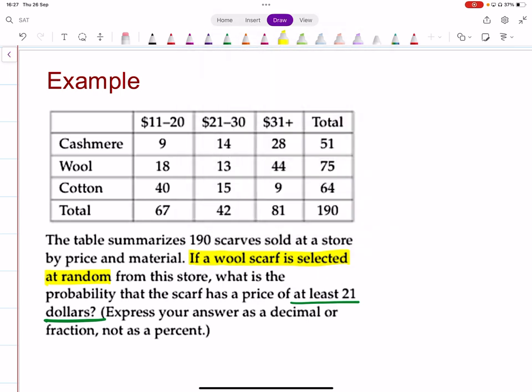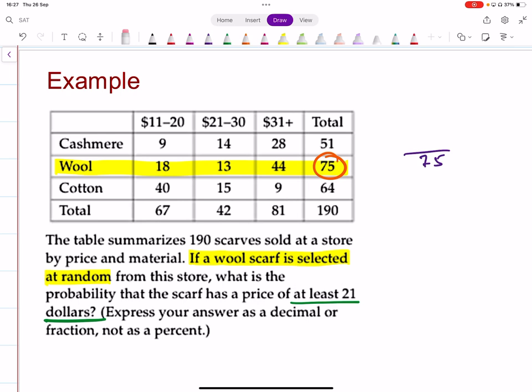Are we selecting a scarf out of these 190 scarves? Is that the total? Is the denominator going to be 190? It's not going to be 190. We are selecting a wool scarf. So we know the scarf that is chosen has to be out of these 75. So the denominator in this probability has to be 75. We are not choosing out of 190, we're choosing out of those 75 scarves.